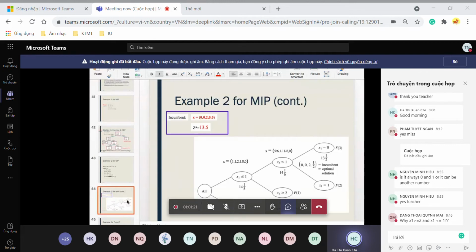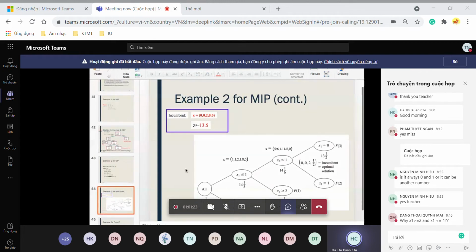Okay, know this. So first of all, the same. You solve the problem by linear programming. You get the solution here. And after that, we trace with x1. Look at this, it is 1.25. So it must be less than 1 and greater than 2, right?